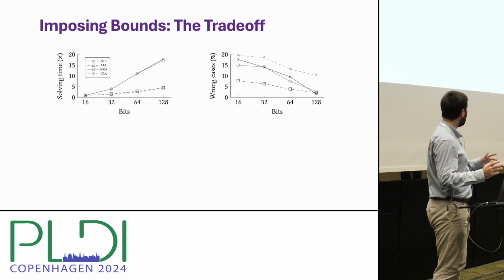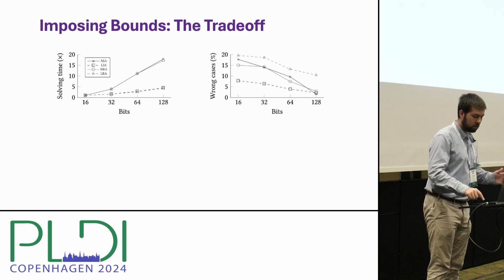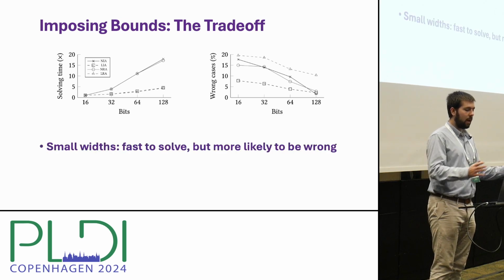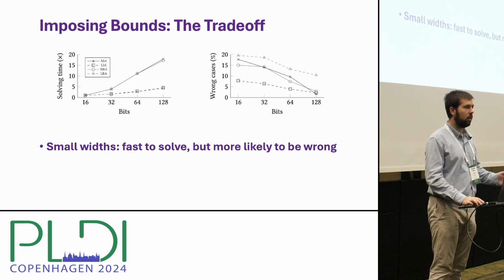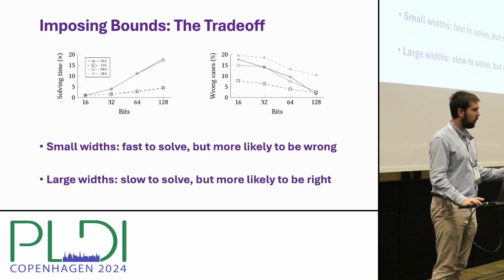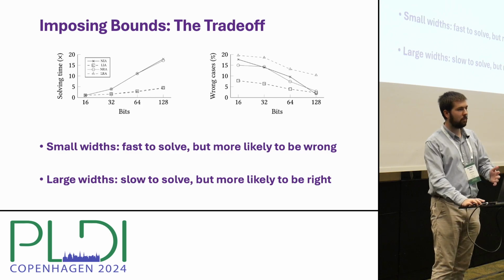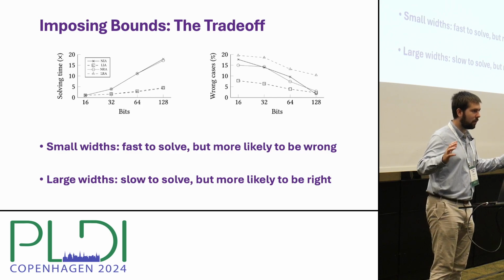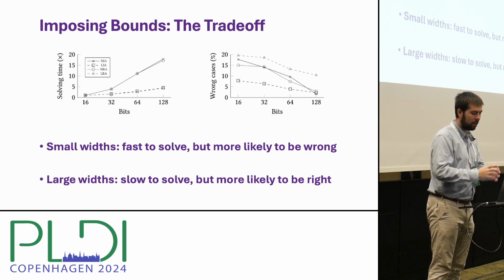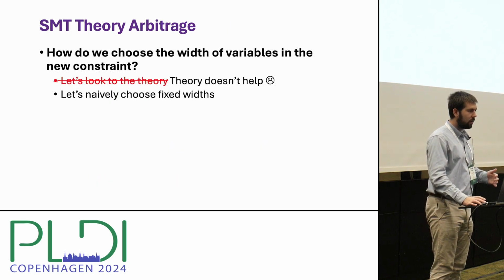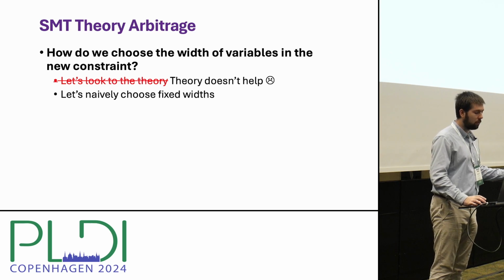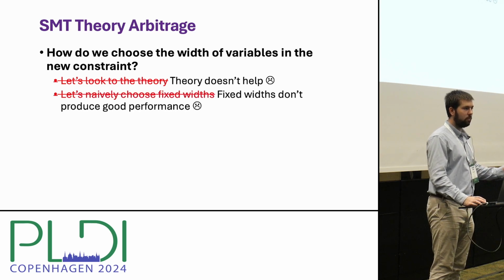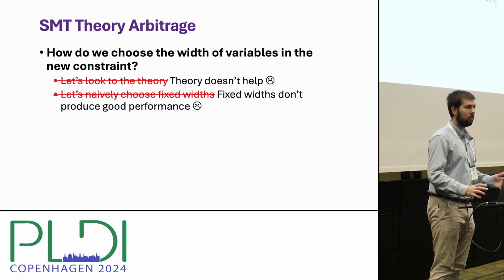So these two graphs, unfortunately, point in opposite directions. Smaller widths are faster to solve, but more likely to be wrong. And larger widths are slower to solve, but more likely to be correct. So there's a bit of two countervailing forces here. And unfortunately, this means that we can't naively choose fixed widths. The answer is no. That wouldn't produce good performance because of these conflicting phenomena.